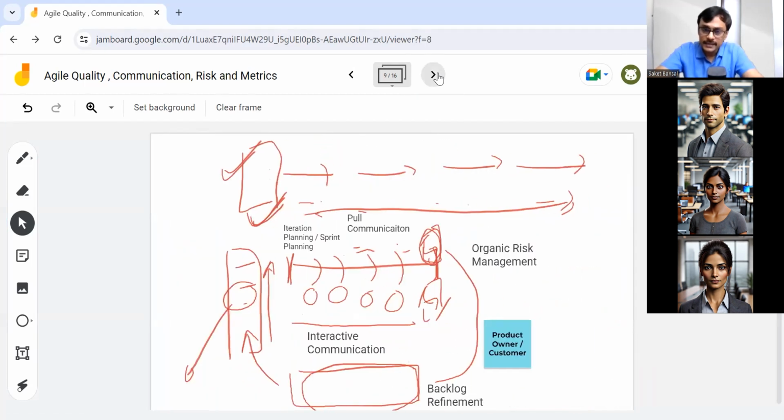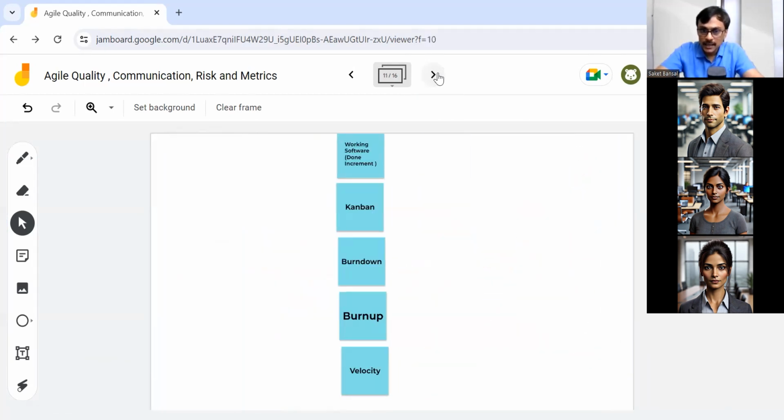So the whole idea here is that these are metrics which are used when we are working in agile mode, or even in a hybrid mode, but on a DoD basis and iteration basis. If you are not working on a DoD basis or iteration basis, then the Kanban board is anyway there. That can be used.